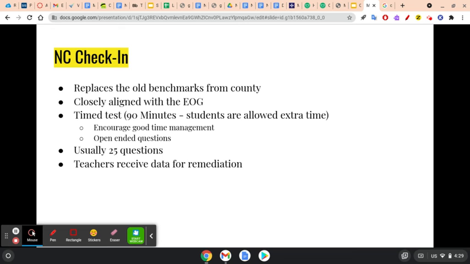And then teachers do receive data, so we take this data and we form groups, and we review some of the concepts that were most missed, and go over this material multiple times so that by the time EOGs get here, hopefully they will feel more confident and have the ability to do much better on those concepts that maybe they missed on a check-in.